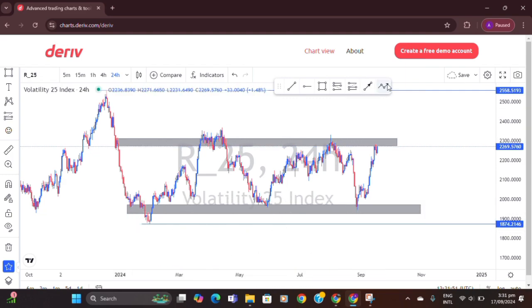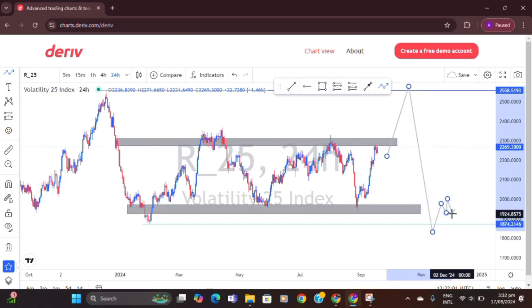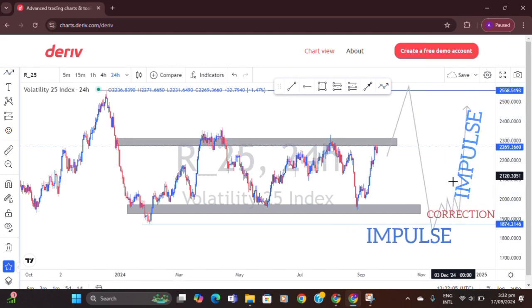So the market is much more likely to go to this resistance, which is the all-time high, and then come to the all-time low, and then tap, and then it can now start creating for you these corrective phases, and then the market can now push to the upside.